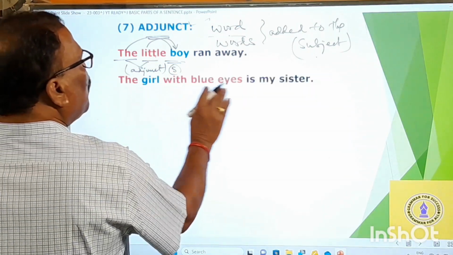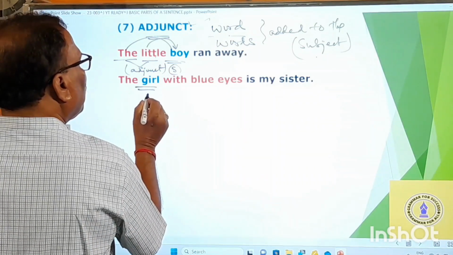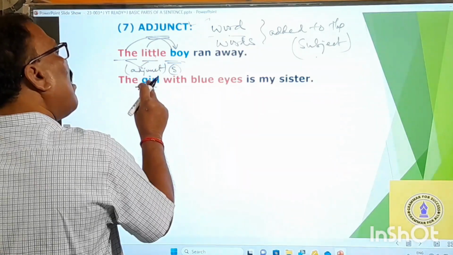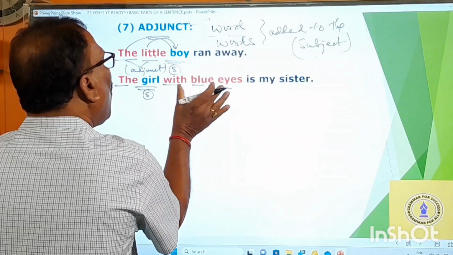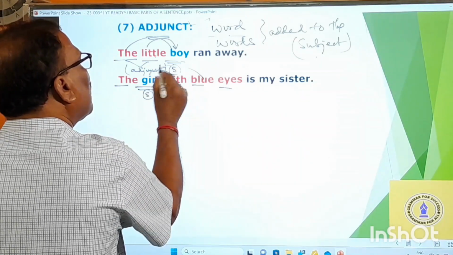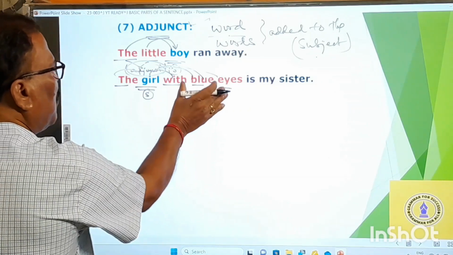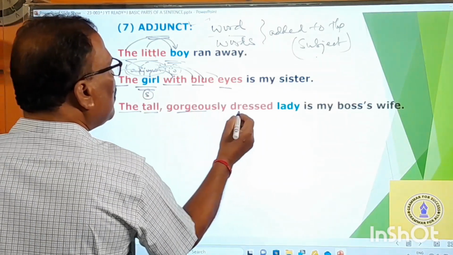The girl with blue eyes is my sister. Here we are talking about the girl. That is the subject part. So to qualify this girl, we are adding with blue eyes. All these words we are adding to this subject, and therefore this is an adjunct. These words are adjuncts.